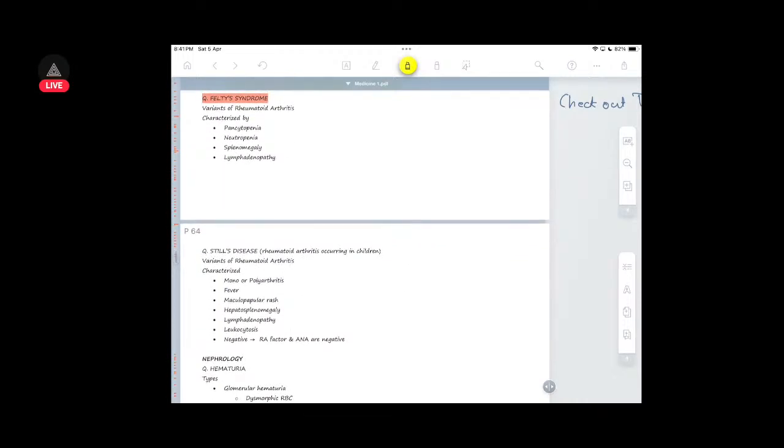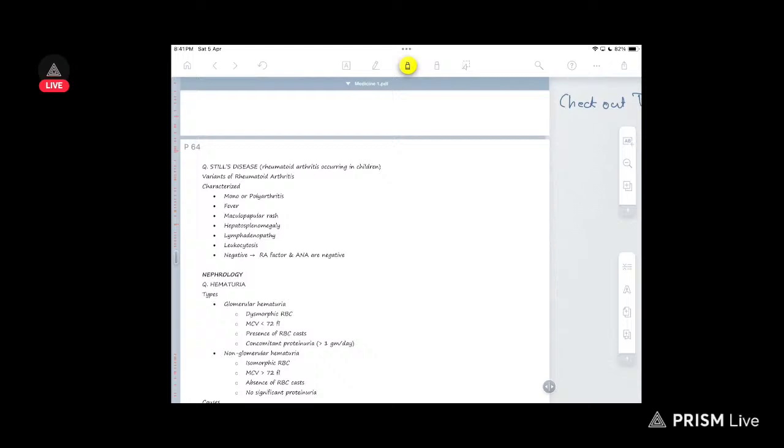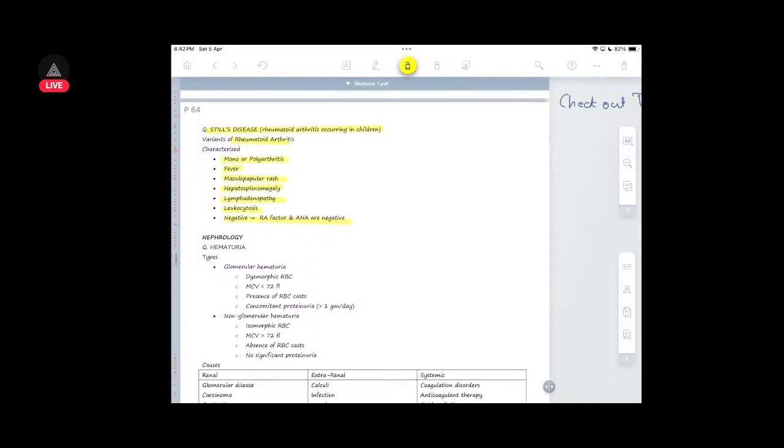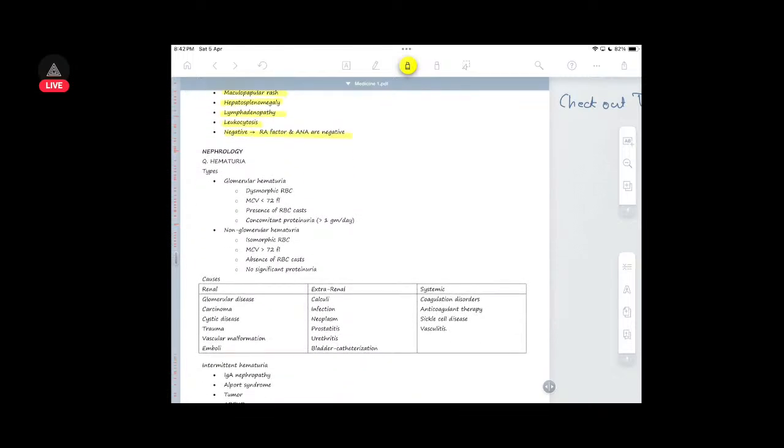Next we go on to Felty syndrome, which is a variant of rheumatoid arthritis. It is characterized by pancytopenia, neutropenia, splenomegaly, and lymphadenopathy. Still's disease is another variant of rheumatoid arthritis, occurring in children. Mono or polyarthritis, fever, maculopapular rash, splenomegaly, lymphadenopathy, leukocytosis, seronegative rheumatoid arthritis, and antinuclear antibodies are negative.